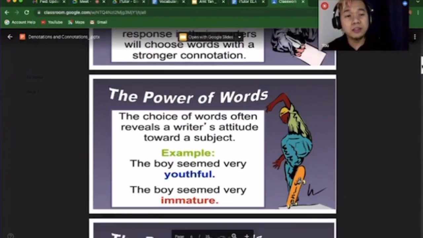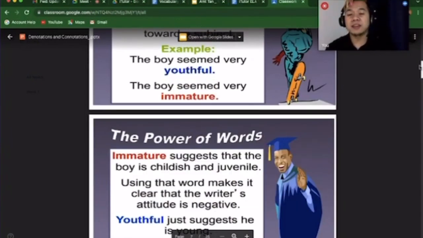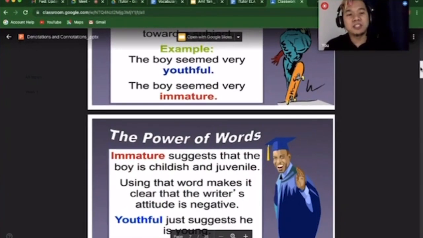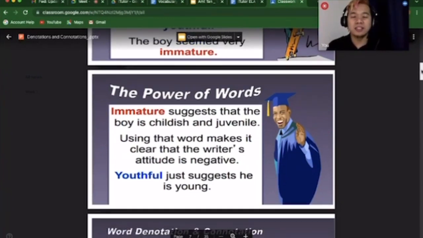Now, the basic difference is that immature suggests that the boy is childish. Using that word makes it clear that the writer's attitude is negative, meaning he has a negative connotation to the word. While, on the other hand, when you say youthful, it suggests that, being young, qualities of a young person.